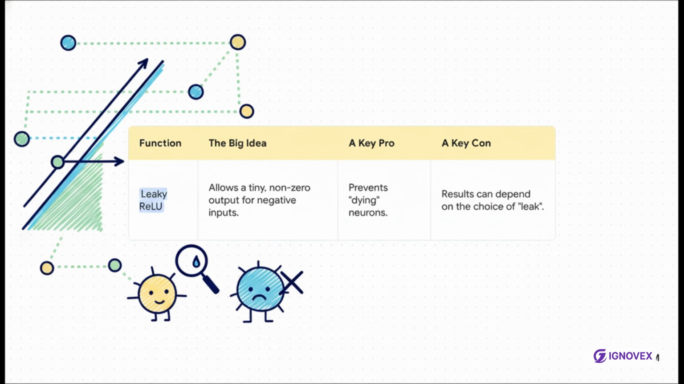So the community did what it does best. It innovated. They came up with this really smart refinement called leaky ReLU. And the idea is just as simple. For positive numbers, it's exactly the same as ReLU. But for negative numbers, instead of squashing them to zero, it allows a tiny, non-zero value to leak through. Just a little bit. And that tiny, tiny change was enough to keep the neuron alive and learning. It was the perfect patch for our hero's biggest weakness.